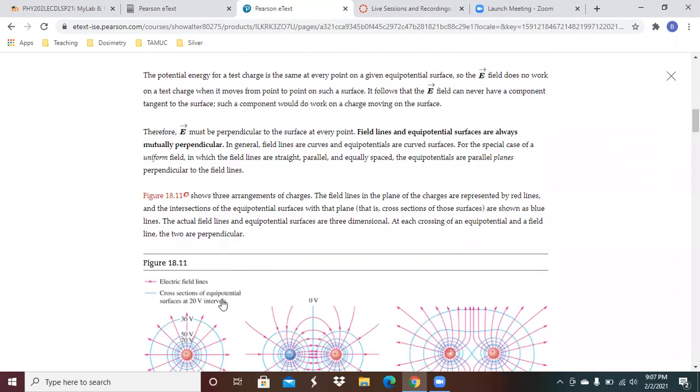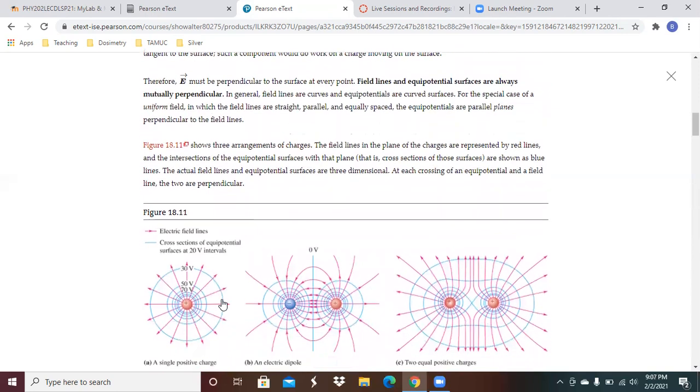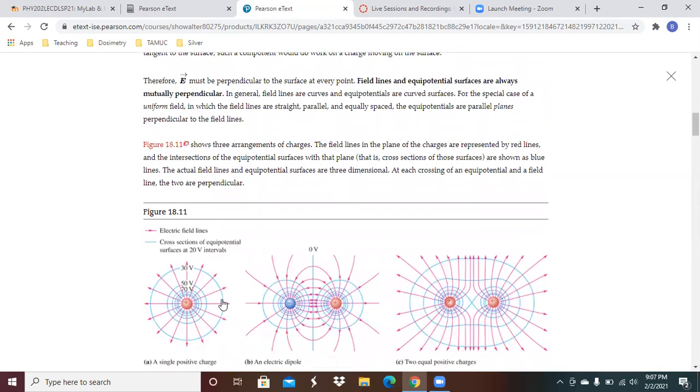So the electric field does no work on a test charge when it moves from point to point on such a surface. So it follows that the electric field can never have a component tangent to the surface. If it did, then work would be done on a charge moving on the surface, and that's not what we observe. So therefore it has to be perpendicular to the surface at every point. And field lines and equipotential surfaces are always mutually perpendicular.